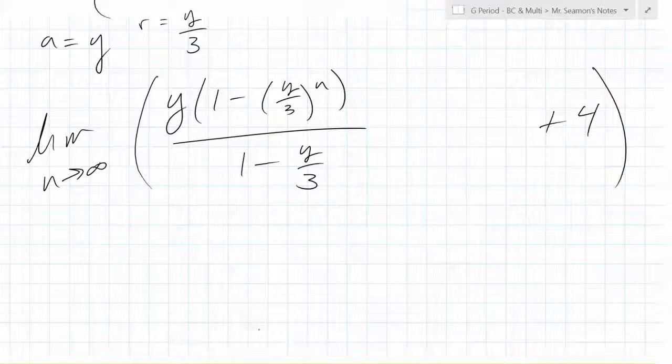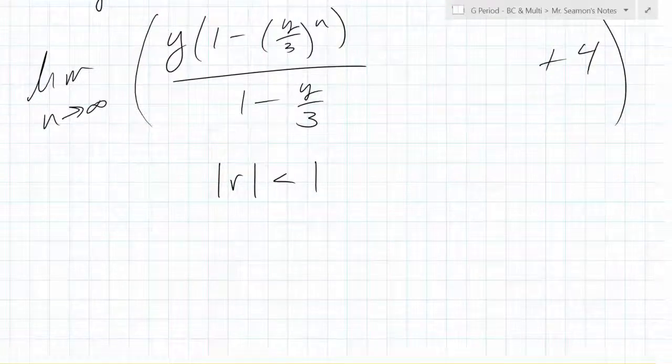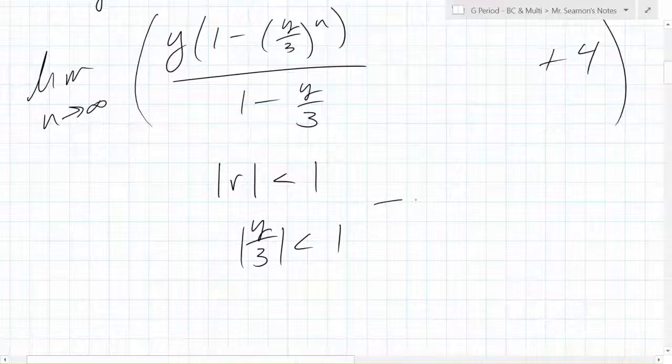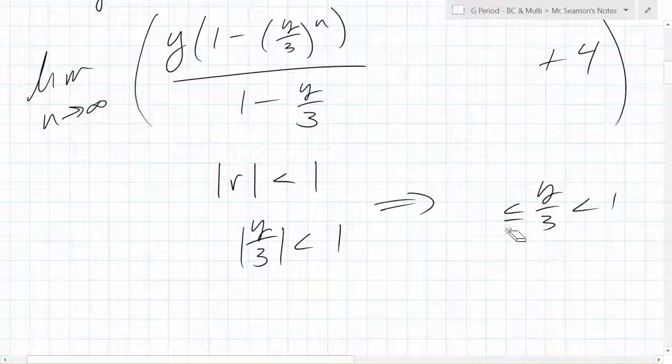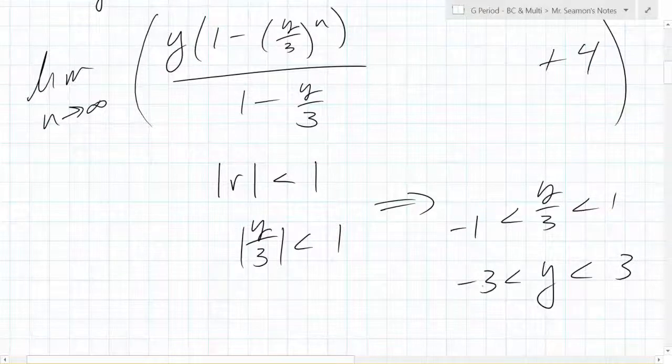If we want this to actually converge, we know that the absolute value of the ratio has to be less than what? 1, right? But what is the ratio in this case? Y over 3, right? So we know that the absolute value of Y over 3 has to be less than 1. What does that mean? That means that Y over 3 has to be less than 1 and greater than negative 1. So therefore, Y has to be between 3 and negative 3. Exactly.